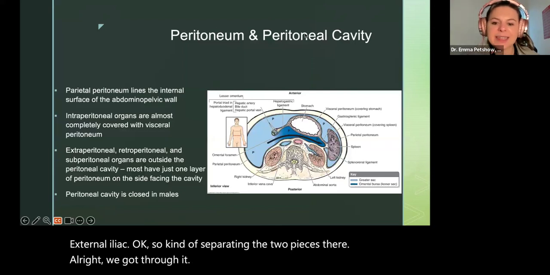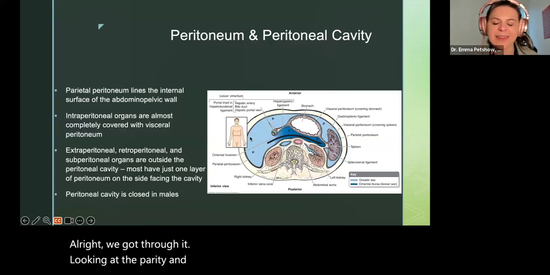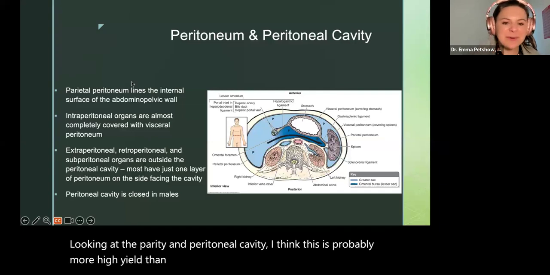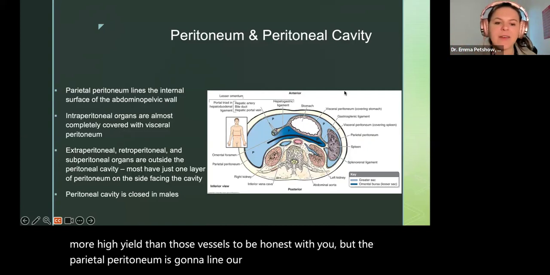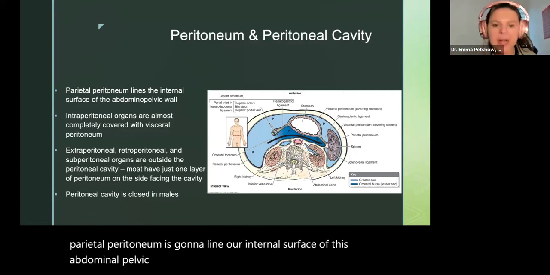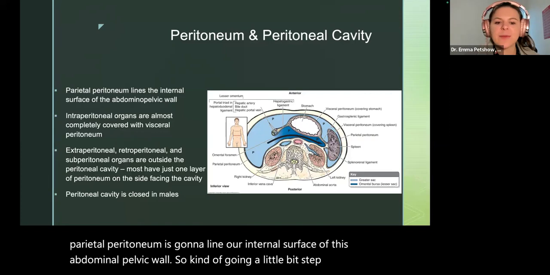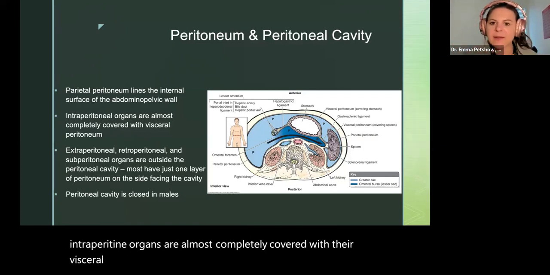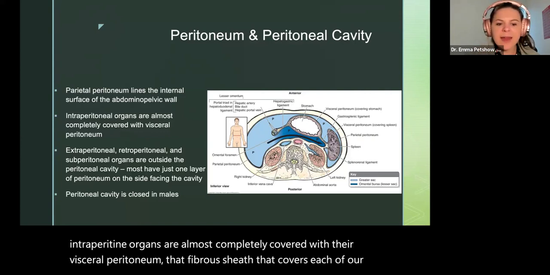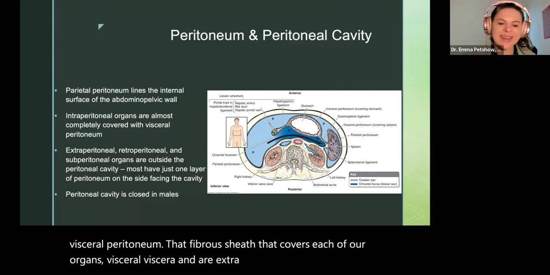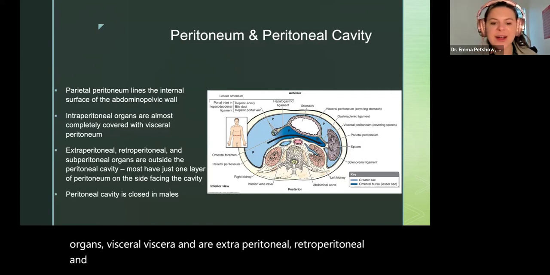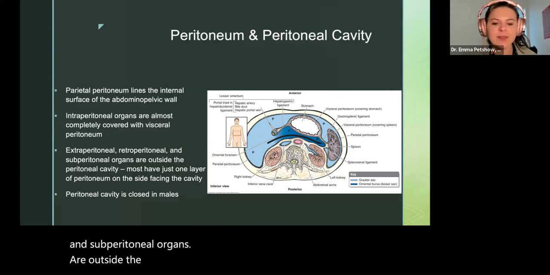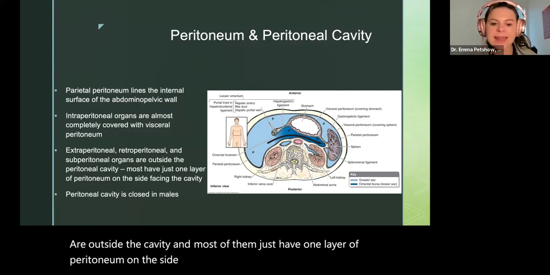Looking at the peritoneum and peritoneal cavity, I think this is probably more high yield than those vessels, to be honest with you. The parietal peritoneum is going to line the internal surface of the abdominal pelvic wall. Going a little bit of a step deeper, our intraperitoneal organs are almost completely covered with visceral peritoneum, that fibrous sheath that covers each of our organs, the viscera. Our extraperitoneal, retroperitoneal, and subperitoneal organs are outside the peritoneal cavity, and most of them just have one layer of peritoneum on the side facing whatever cavity they're next to.